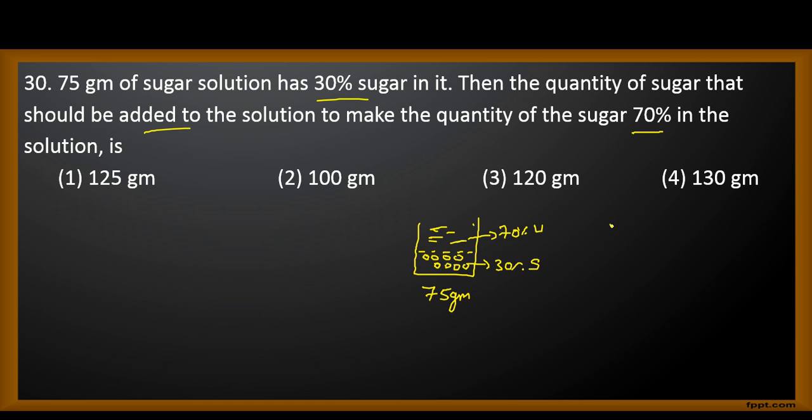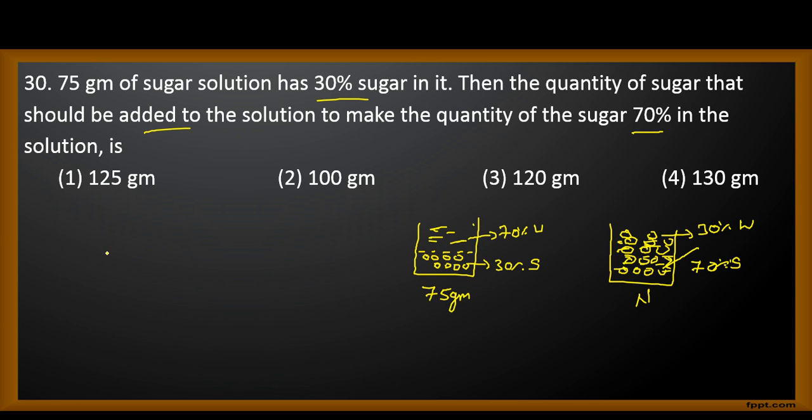In the second case, what happened? The quantity of sugar that should be added: the water remains the same, but we are increasing the quantity of sugar so that its percentage will become 70%. Now in the second case, this is 70% sugar and the water is 30%. This is the new solution. In the first case and second case, the quantity of sugar varies, but the quantity of water remains the same.